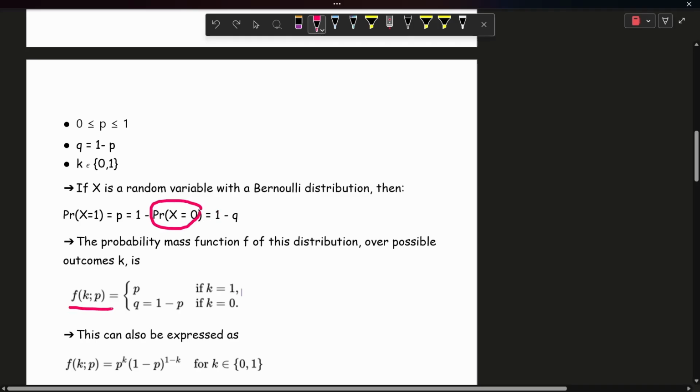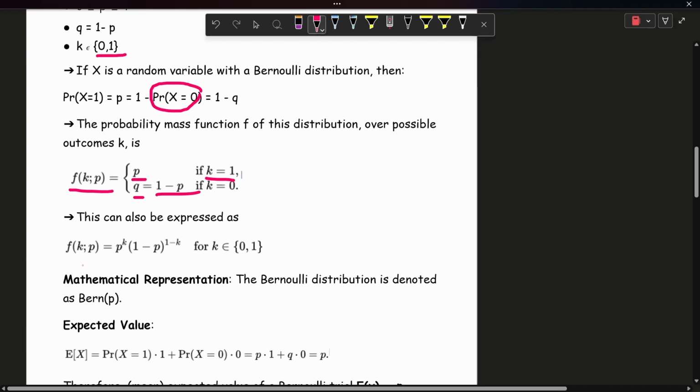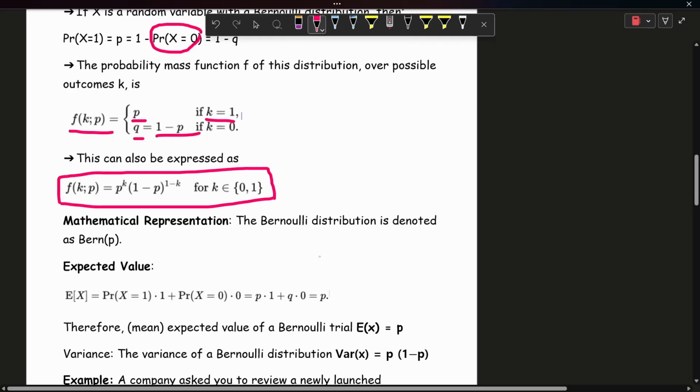The probability mass function f of this distribution over possible outcomes k, where k are the possible outcomes 0 and 1, 0 is the failure and 1 is the success. So if k equal to 1, if k is a success, then the probability mass function of the distribution is p. If k equal to 0, then it will be q, that is 1 minus p. So this can also be expressed like this. This is only for one trial. Here for one trial we have two outcomes. The Bernoulli distribution can be denoted as Ber(p).